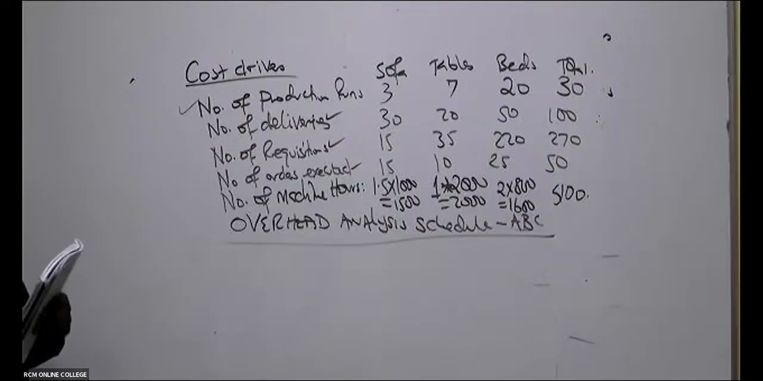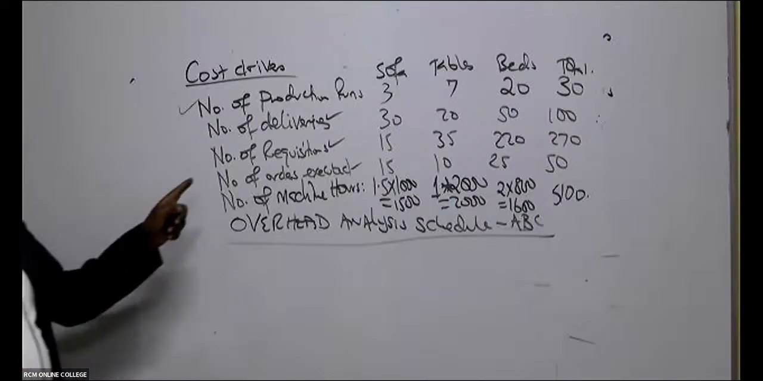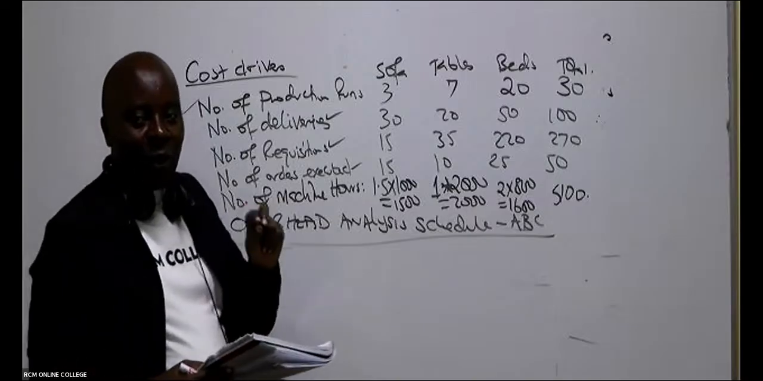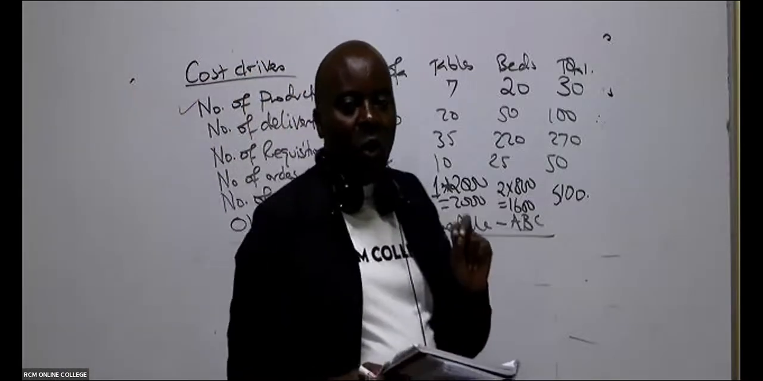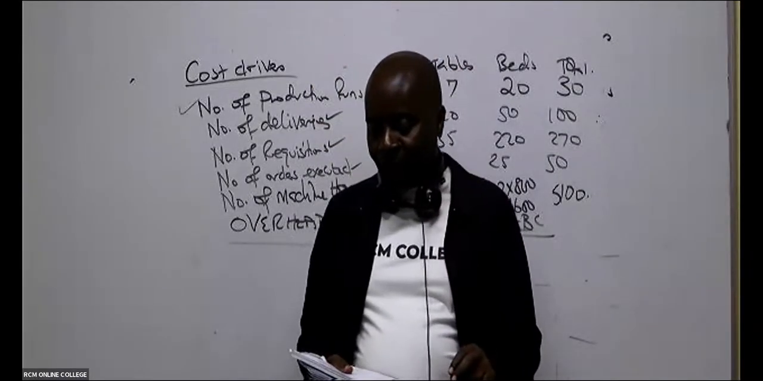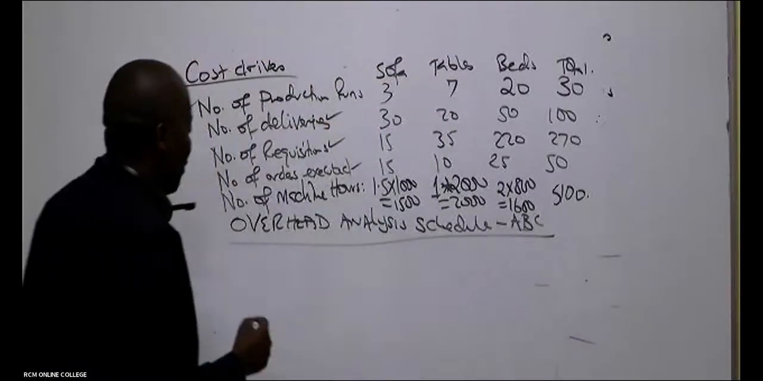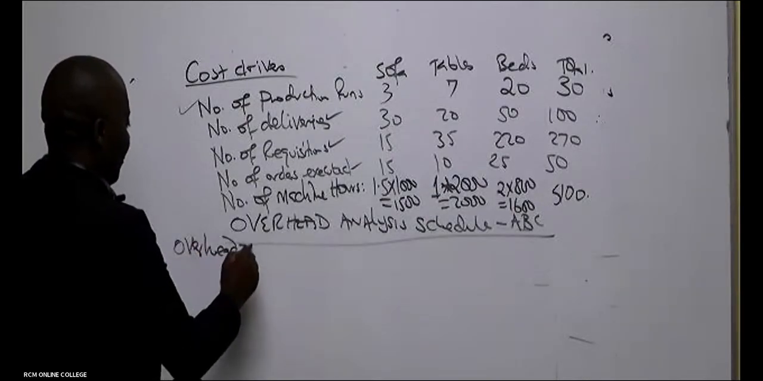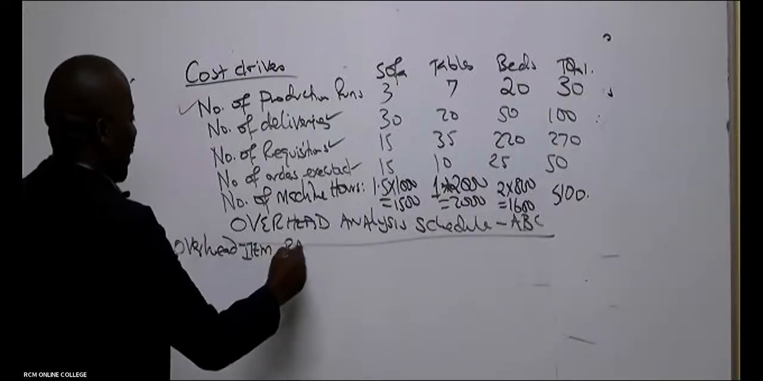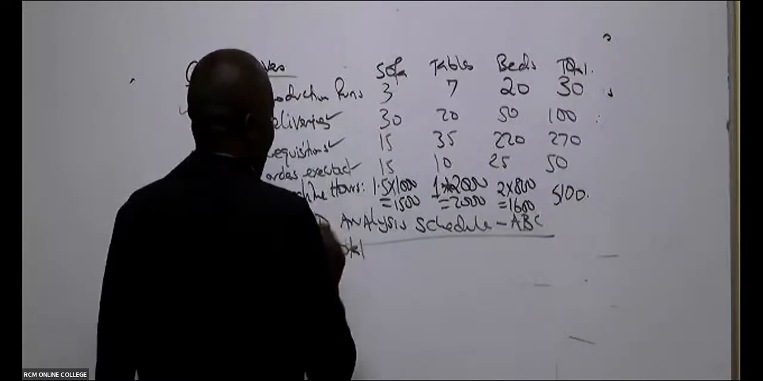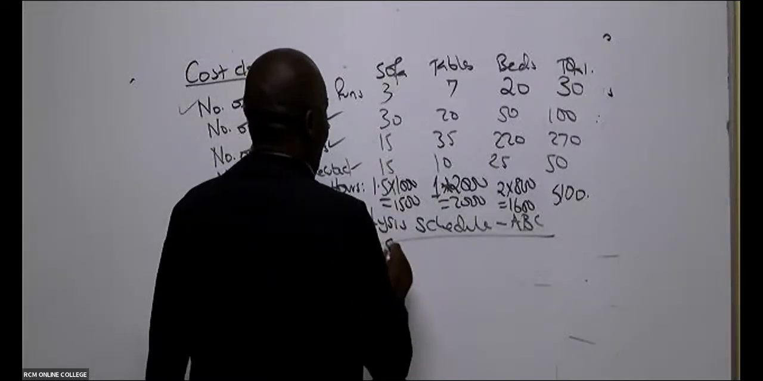Inspection cost, we are using number of deliveries. I've already checked. I was just going through each one of them, trying to see whether I've been able to capture all the bases, what we are calling cost drivers. All right. So then come and write here overhead item, basis, and then total. And this total is what you spread to your products now.